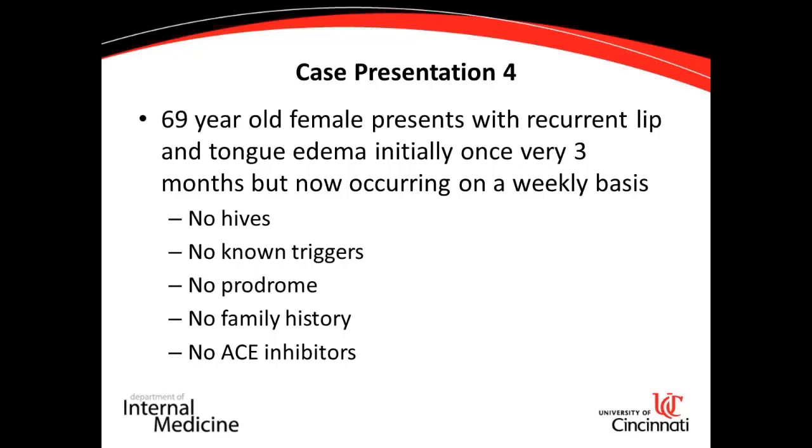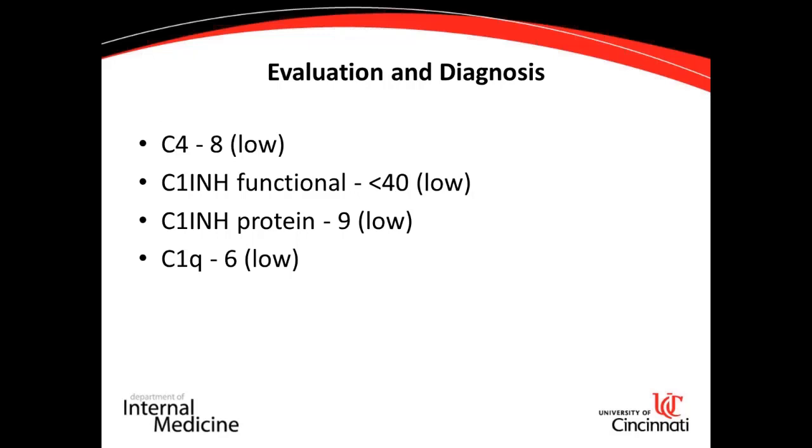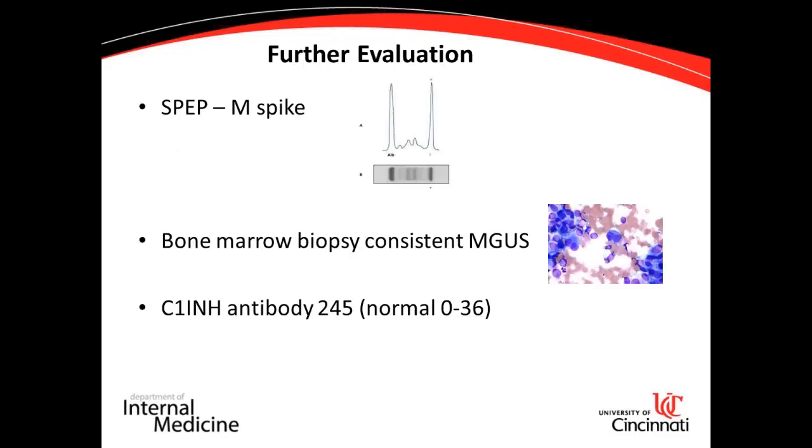She has no hives, no known triggers, no prodrome, no family history, and is not taking ACE inhibitors. On evaluation, she has a low C4, she has a low functional C1 inhibitor level, she has a low C1 inhibitor protein level, and her C1q is also low. Further testing revealed that she had an M spike on serum protein electrophoresis, and on bone marrow biopsy, she was found to have a monoclonal gammopathy of unknown significance.